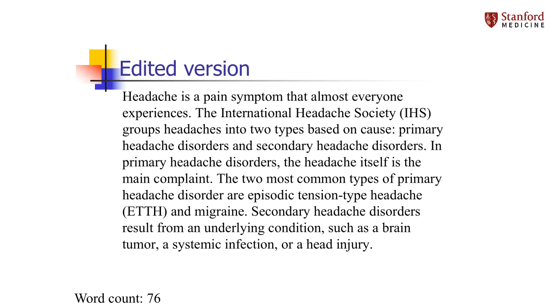So now I'm going to show you my edited version. I've got the word count down from 139 words to 76. It says, headache is a pain symptom that almost everyone experiences. That's the headaches are important sentence. The International Headache Society groups headaches into two types based on cause. Notice my use of the colon here. Primary headache disorders and secondary headache disorders. In primary headache disorders, the headache itself is the main complaint. The two most common types are episodic tension type and migraine. Secondary headache disorders result from an underlying condition, such as a brain tumor, a systemic infection, or a head injury.